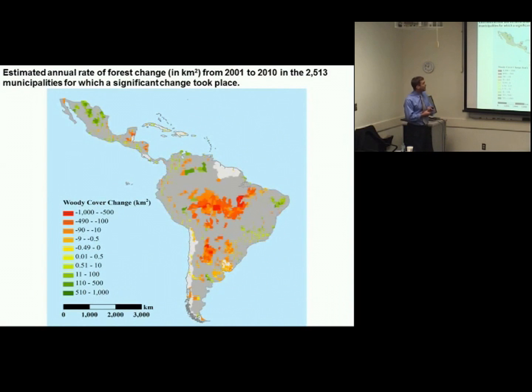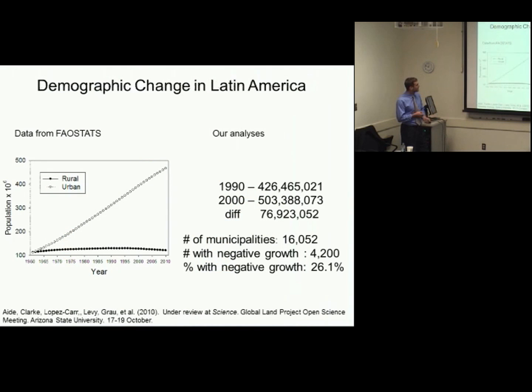This is the estimated annual rate of forest change from 2001 to 2010, in the 2,500, more or less, municipalities where there's significant change in our regression models. And you can see the pattern is quite mottled. Some areas are actually increasing forest, other areas are losing. The Amazon is sailing in forest loss.